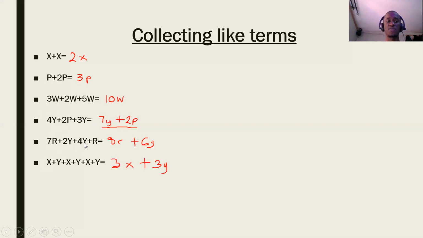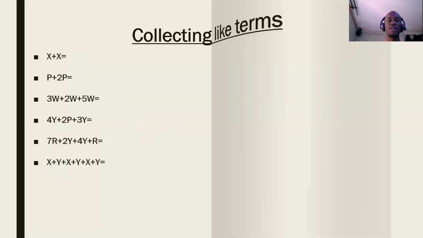7r plus 2y plus 4y plus r. Nimesema unachukua like terms, and the like terms here are 7r and r. 7r plus r, the answer is 8r plus 2y plus 4y. 2y plus 4y, the answer is 6y. Alafu hapa, you saw what I did. So those are a few examples that I wanted you to see.